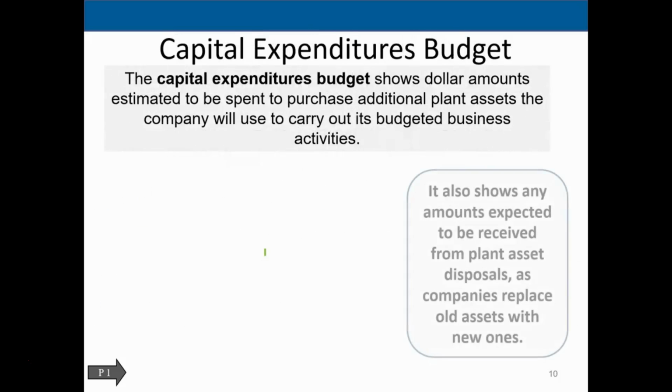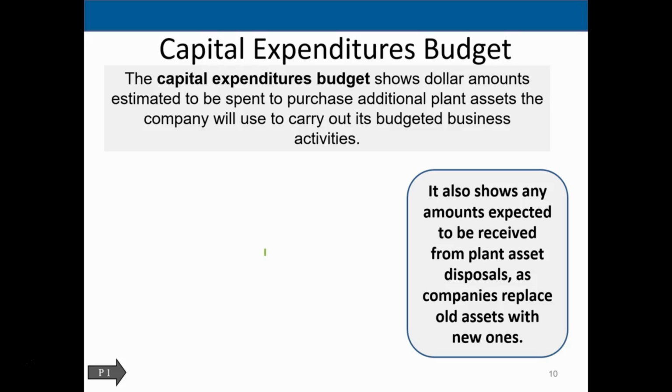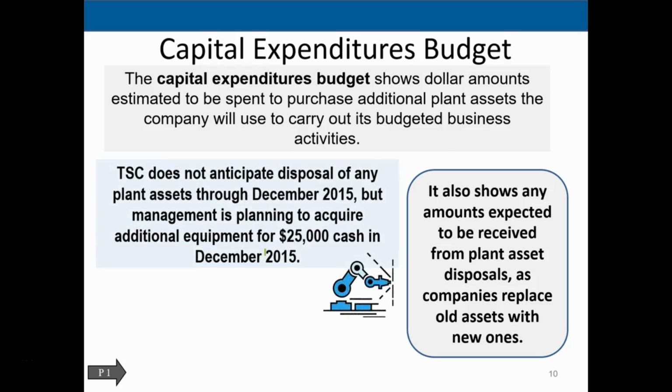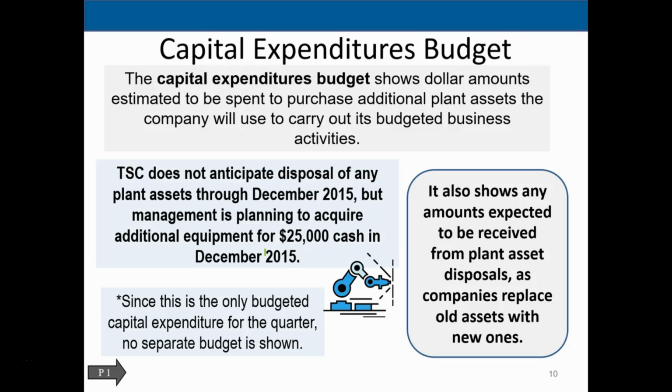And then we have the capital and expenditure. So the capital expenditure budget shows dollar amounts estimated to be spent to purchase additional plant assets the company will use to carry out its budgeted business activities. So TSC does not anticipate disposal of any plant assets through December 2015, but management is planning to acquire additional equipment for $25,000 cash in December 2015. Since this is the only budgeted capital expenditure for the quarter, no separate budget is shown. So it's because it's so basic, they're saying there's no big activity that needs a large budgeting process or plan. Therefore, there's no added form that we're going to include for this information.